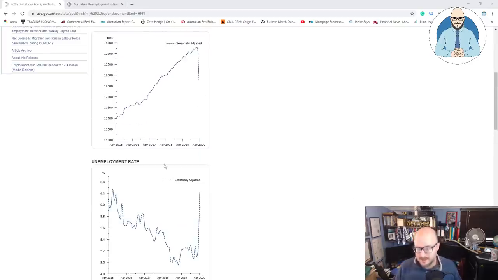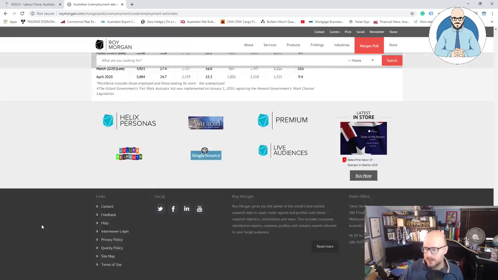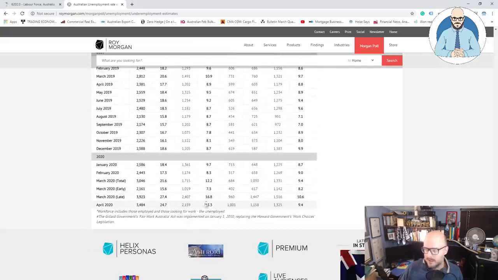Now, this is the ABS. We have an alternative data source, and this is Roy Morgan. They've got their underemployment and unemployment estimates. And if we go right down to the bottom, you can see here they estimate unemployment at 15.3%, where underemployment is at 9.4%. So there's a difference here, because there's a different methodology in what they do.